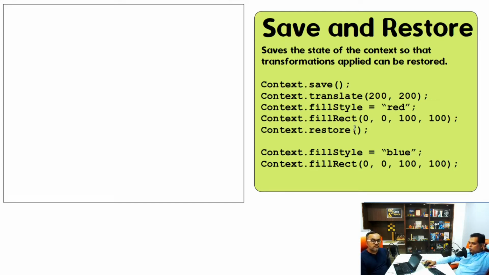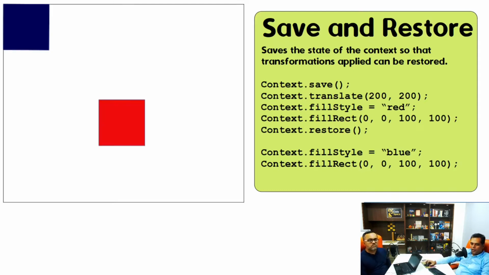And then I do a restore. Restore means that it restores wherever the context's 0, 0 position was. The origin was, so it will go back to the top left of the canvas. Sure. And then we draw a blue rectangle. More or less, it will look like this. Right, because the first piece is at 200, 200.